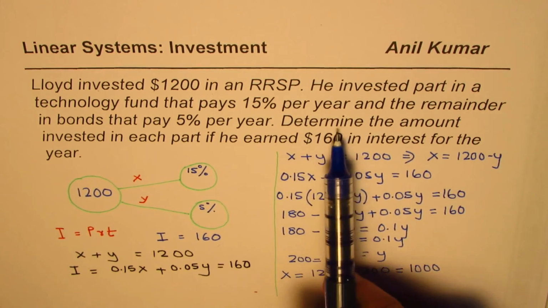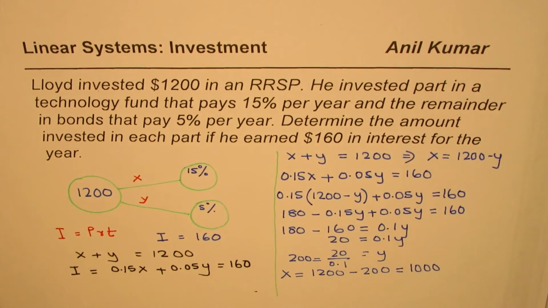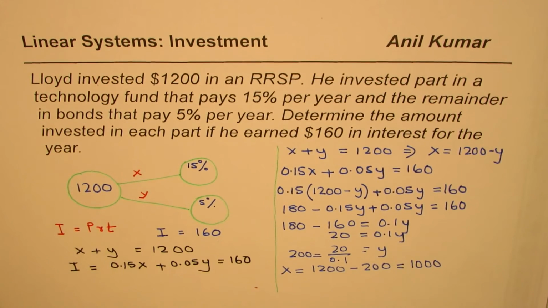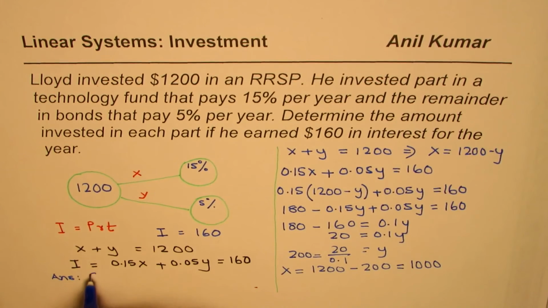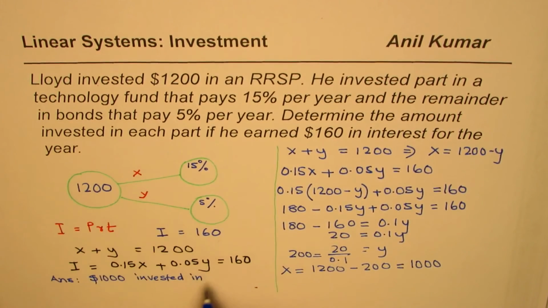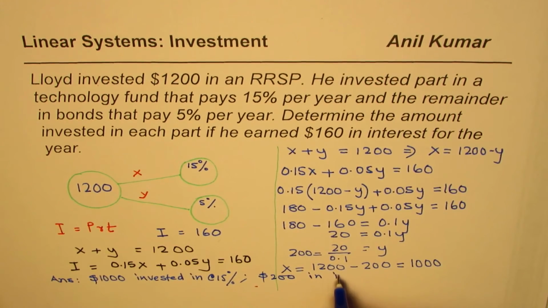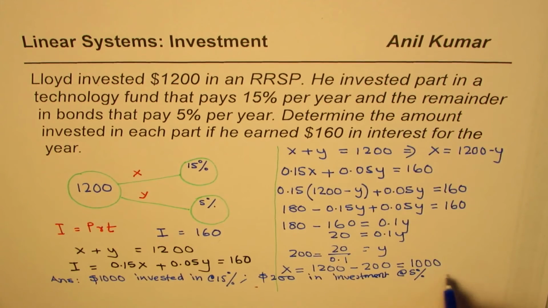The question was, determine the amount invested in each part if he earned 160 in interest. So now let us write down our answer, which is $1,000 invested in the technology fund, which returns 15%, and $200 in the investment that returns 5% per annum. So that is how you can write down the answer. I hope the steps are absolutely clear.